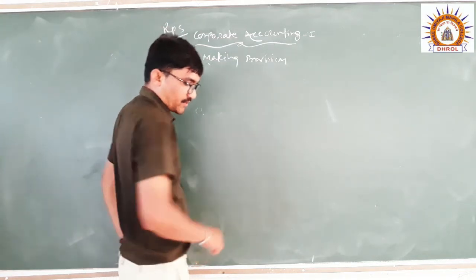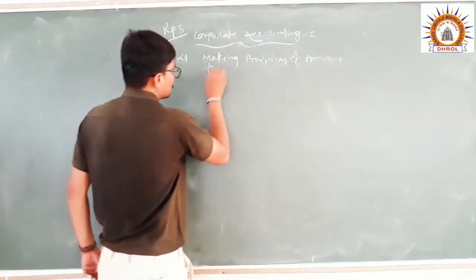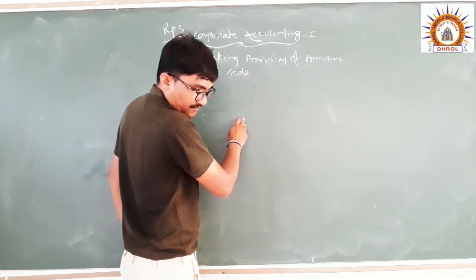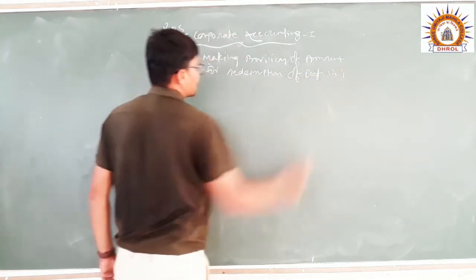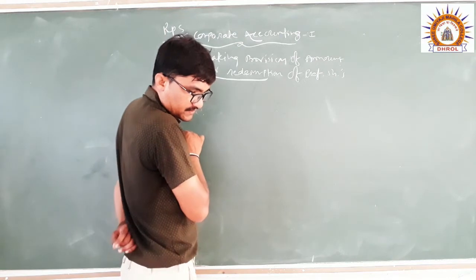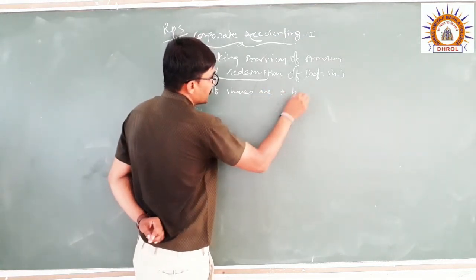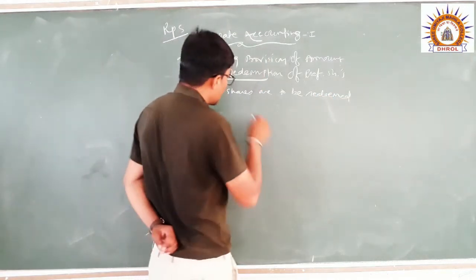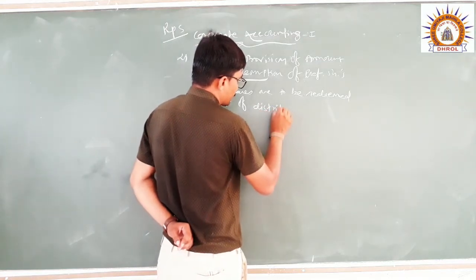So provision of amount for redemption of preference shares, right, is an entry. And within that also there are two, first A, which is if shares are to be redeemed out of distributable profit, or distribution profit.